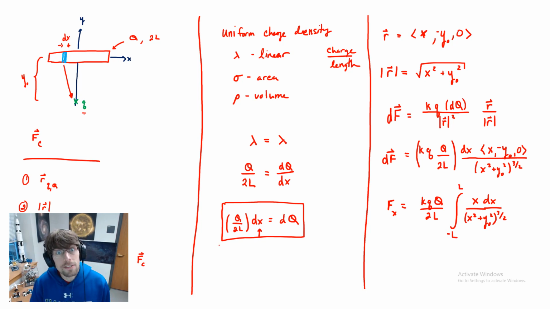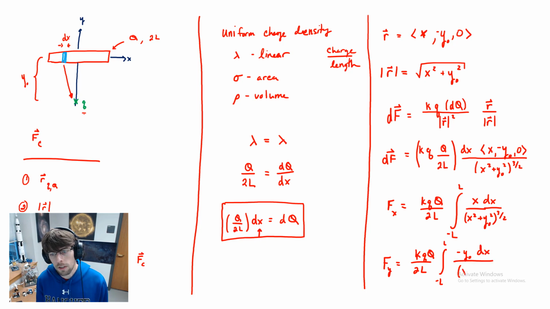Okay. Similarly, if I want the y component, I will similarly have to perform an integration. Except now, instead of using the x component, I use the y. So the limits of integration stay the same, and I have a negative y naught dx over this rigmarole, x squared plus y naught squared to the 3/2.